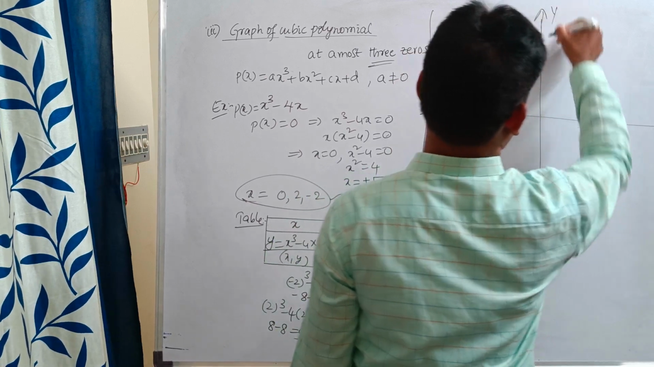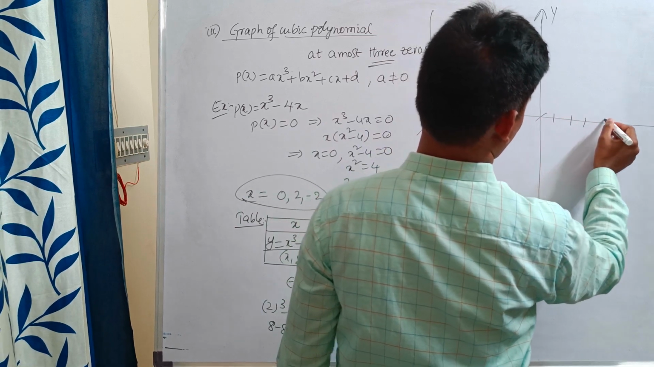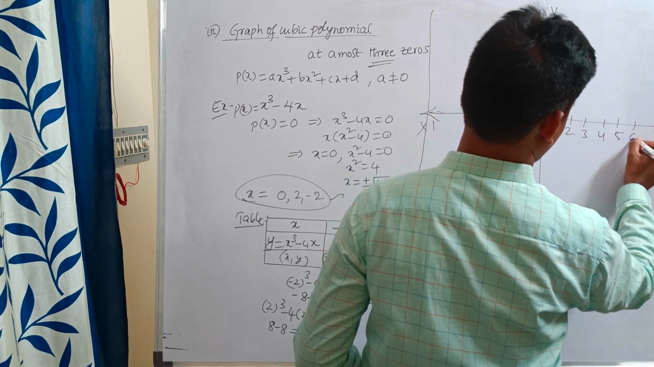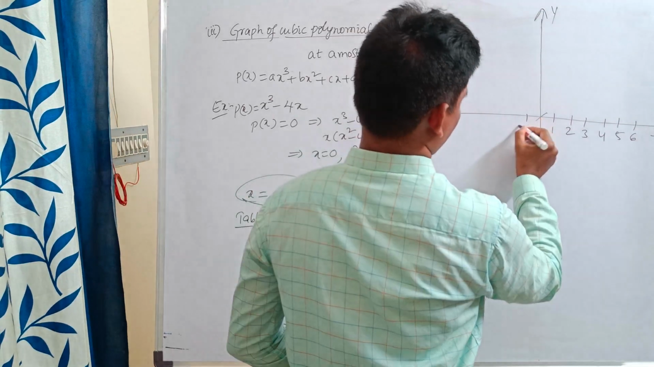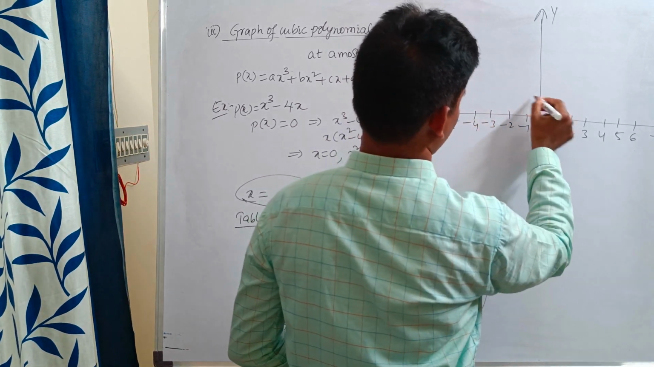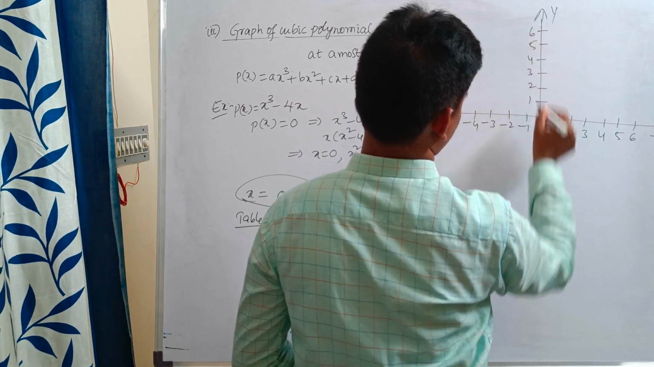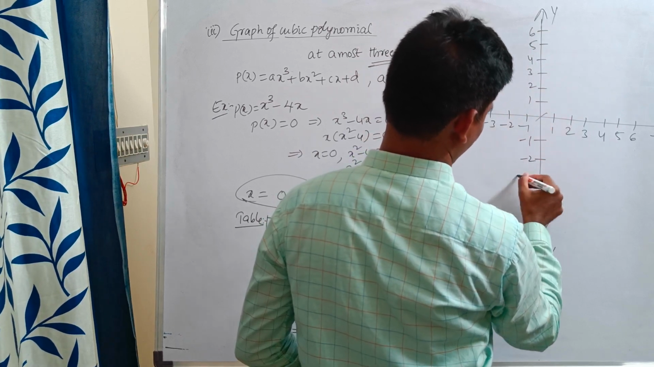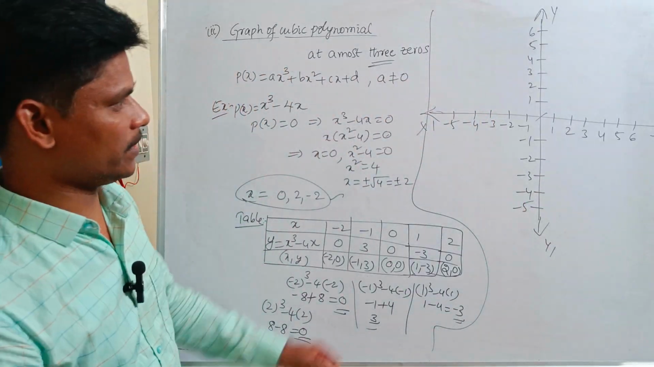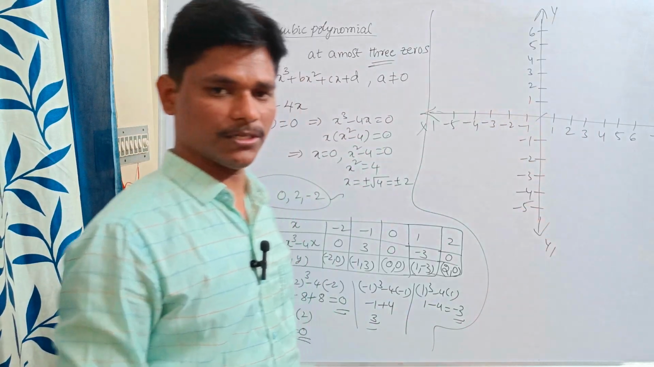So this is the x, y, y dash, x dash. So 1, 2, 3, 4, 5, 6, 7, and minus 1, minus 2, minus 3, minus 4, minus 5 on the axes. Here we take the scale on the x-axis as 1 centimeter equal to 1 unit, and on the y-axis 1 centimeter equal to 1 unit.